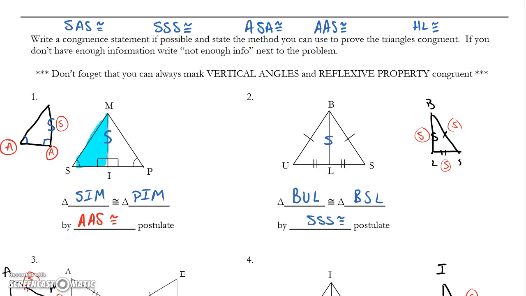Okay, so for number 2, the main thing is your triangles may not match up exactly with my triangles as far as their names, but B should be in the same location in both, U should be in the same location as S, and L should be in the same location in both. Whether you have them first, second, or third doesn't matter as long as they match up. And then it is side-side-side congruence because we have 3 congruent sides. We included our reflexive property.